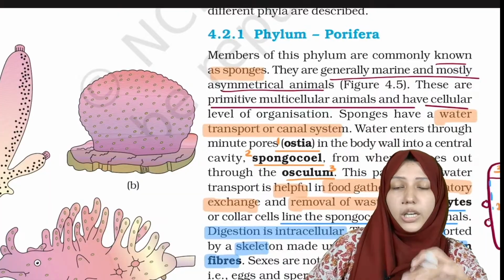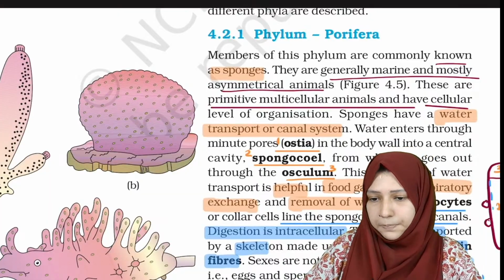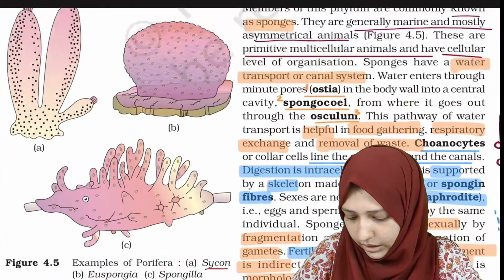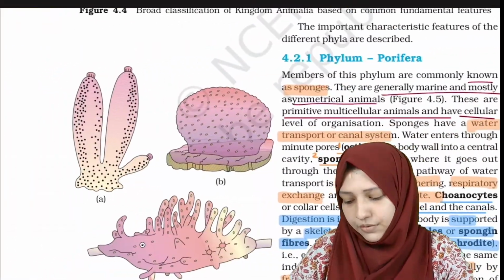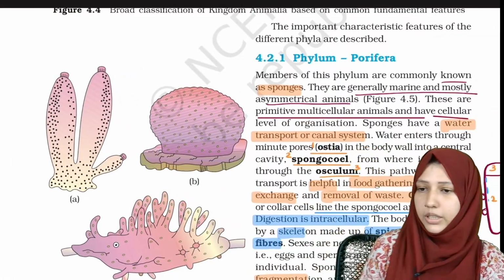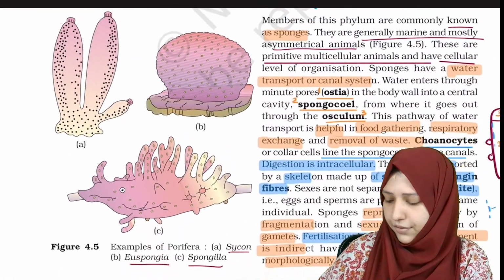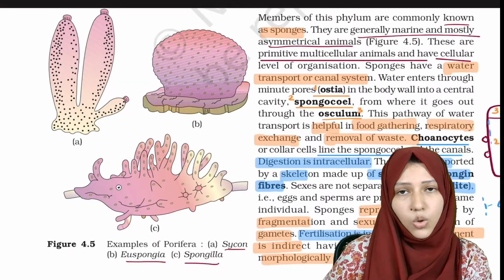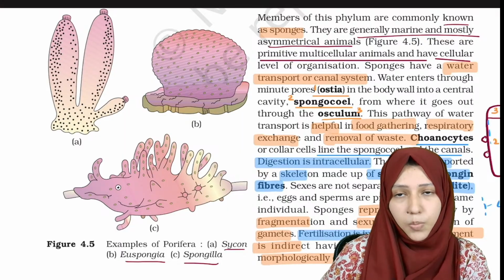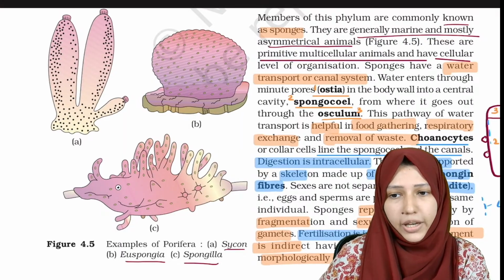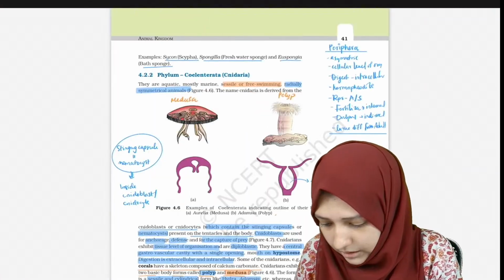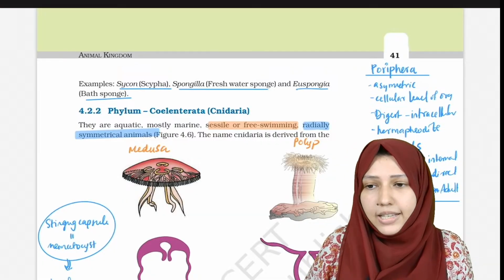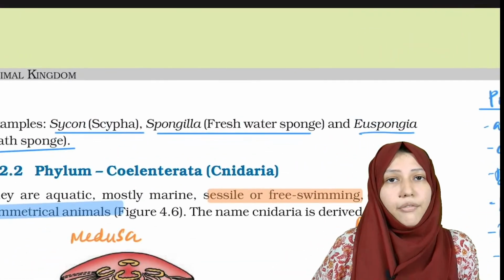Now, going into each of the phyla. The first phylum is phylum Porifera. First we will see the examples. The first picture you see is Sycon, the second is Euspongia, and the third is Spongilla. Euspongia is also known as bath sponge, Sycon is known as Scypha, and Spongilla is known as freshwater sponge.